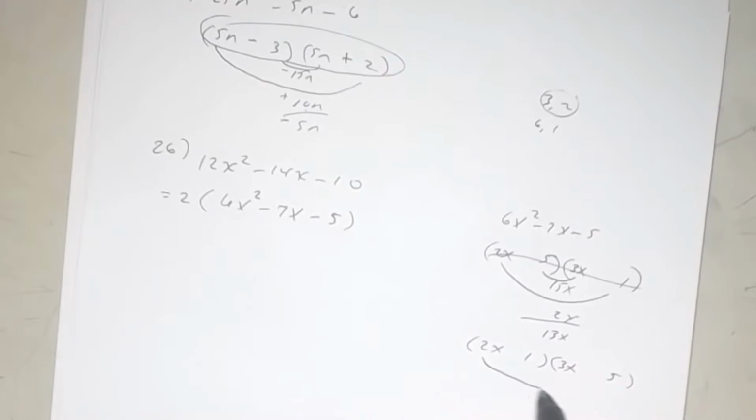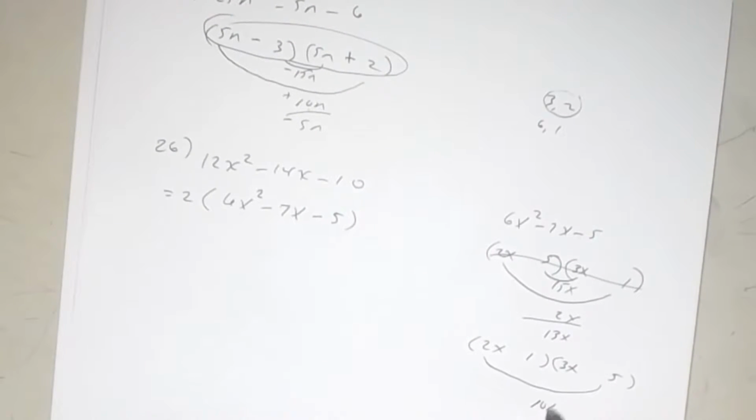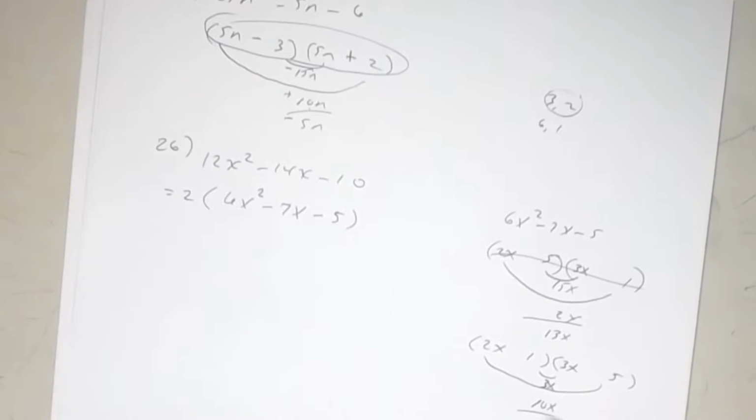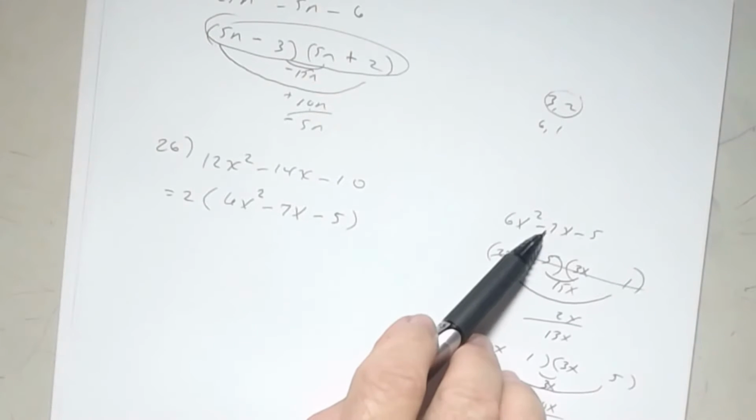Okay, let's do the outer and the inner. What's the outer? 10x. What's the inner? 3x. You're subtracting those, not adding. Why am I subtracting these? Because the signs are going to be different. So do I get the 7? Yep, so that's the correct order. Now all I need to do is figure out the signs. I've got to get a negative 7.